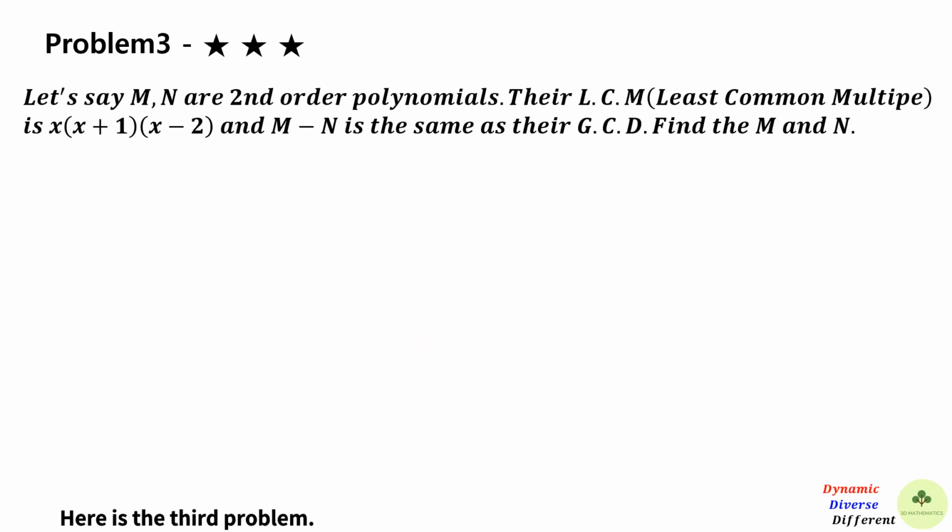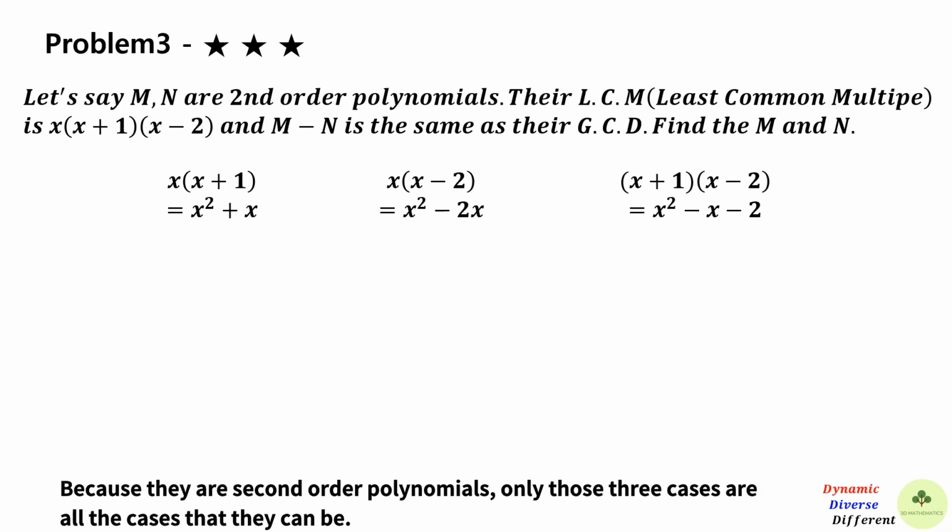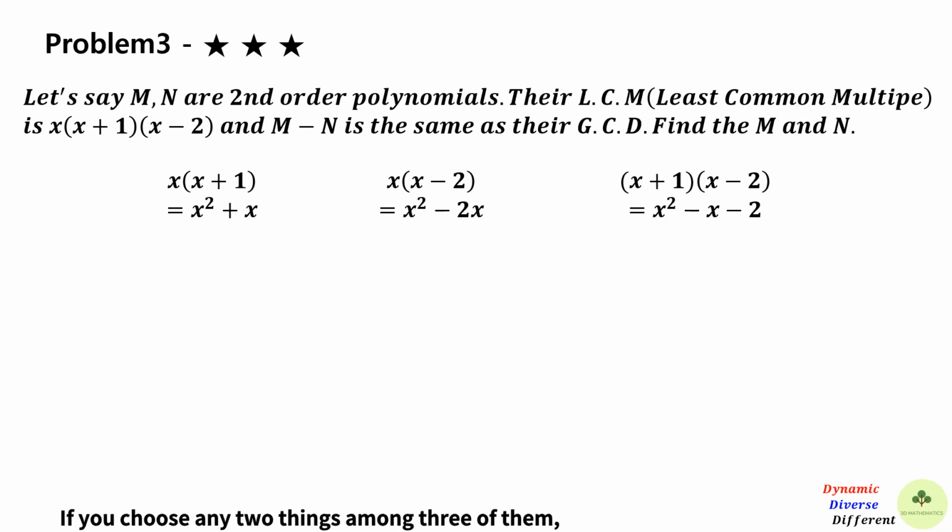Here is the third problem. M and N are second-order polynomials, and their least common multiple is x times x plus 1 times x minus 2. And M minus N is the same as their greatest common divisor. Because they are second-order polynomials, only those three cases are all the cases that they can be. If you choose any two things among three of them, their least common multiple is x times x plus 1 times x minus 2, as it's given in the problem.